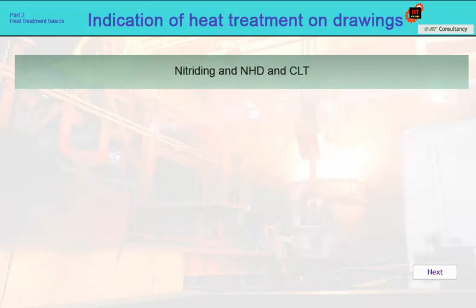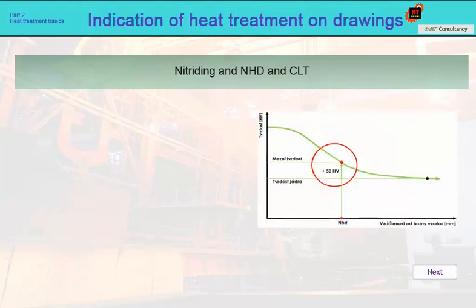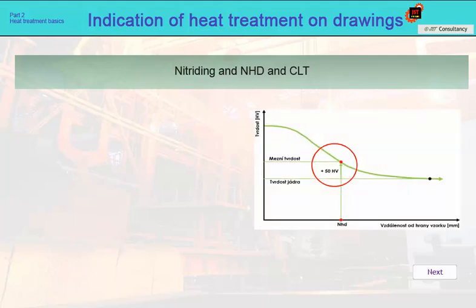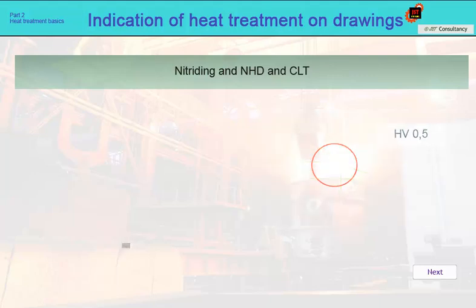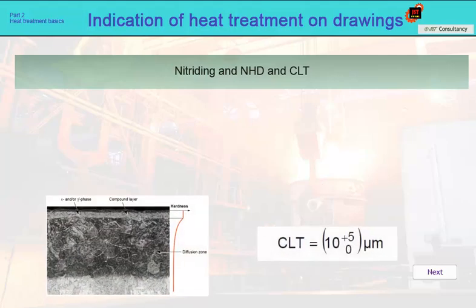Nitriding layers are designated as NHD on the drawing, and it is assumed that the diffusion depth is the depth at which a hardness of 50 units higher than the core hardness is achieved, measured at HV 0.5. In addition to this parameter, the layer can also be designated by the description of compound layer thickness, CLT. This data is given in microns. An example is shown in the figure.